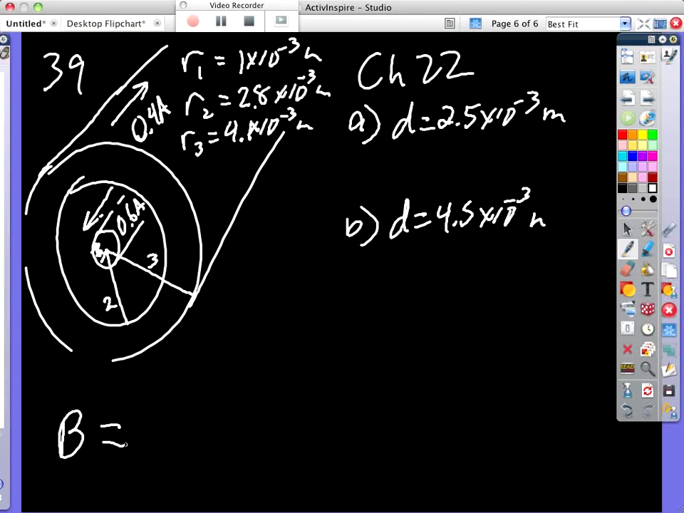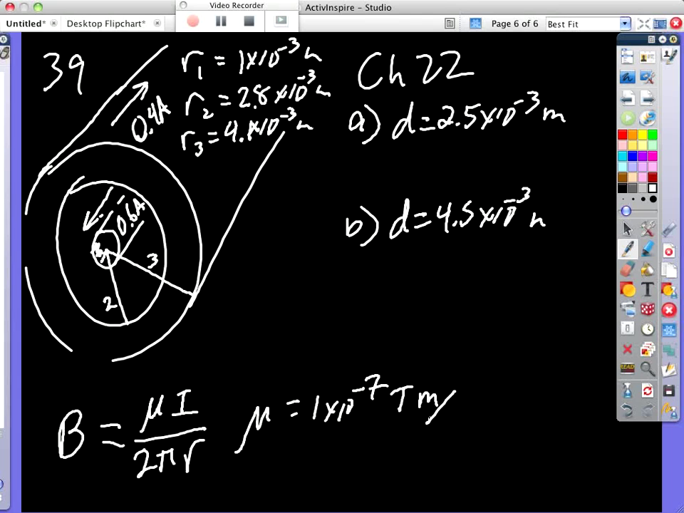That is the equation to find the magnetic field at a certain distance away from a wire. And then mu is 1 times 10 to the minus 7. Okay, it's like something like Tesla meters per amp or something like that.